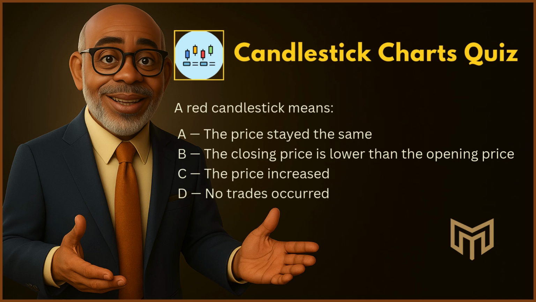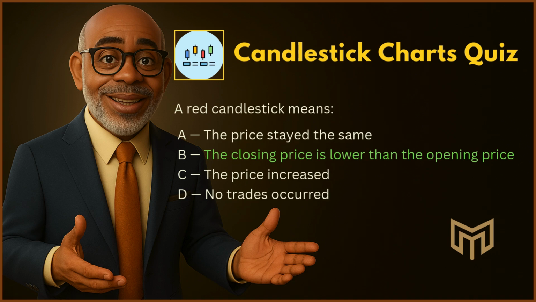The correct answer is B, the closing price is lower than the opening price. A red candlestick signals selling pressure because price ended the period lower than it began.